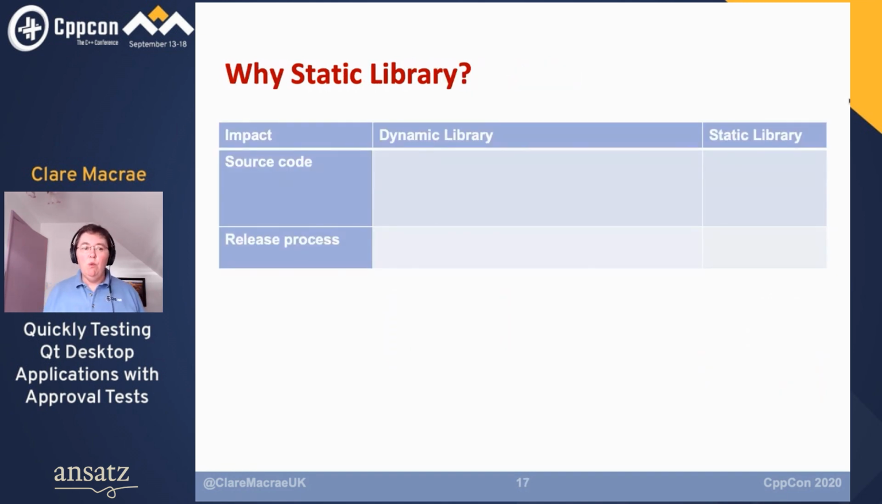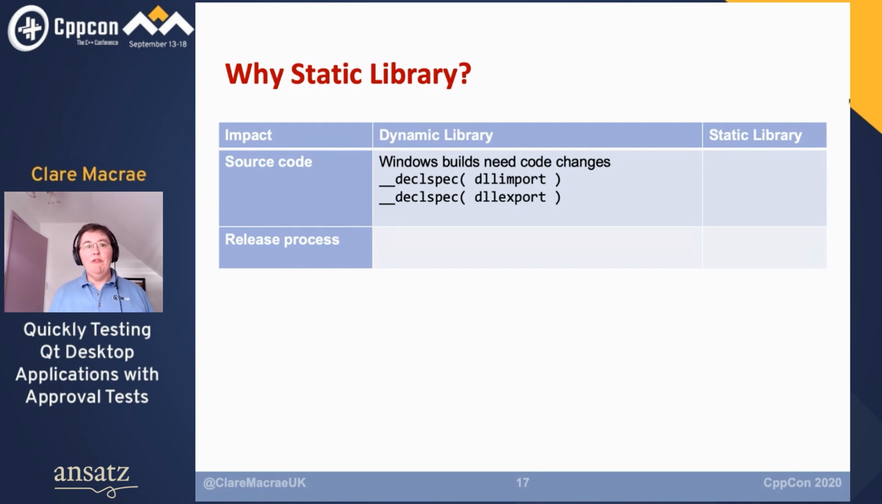I'm sometimes asked, why does it have to be a static library? Well, if it's a dynamic library on Windows, you'll get lots of linker errors, and then you have to add lines like declspec, DLL import, and so on. That's faff. If you haven't done it before, it's tedious. Whereas if it's a static library, you don't have to change your source code on any platform. You can just change your build system.